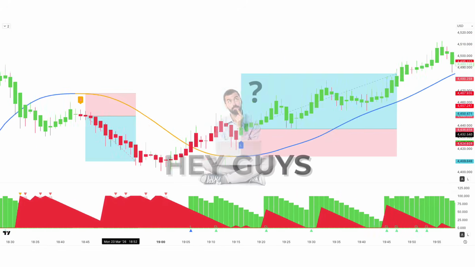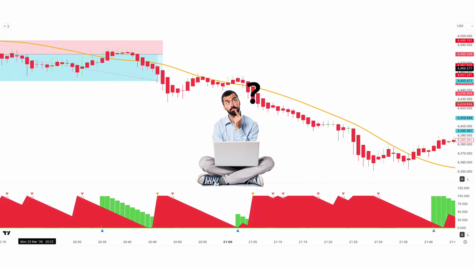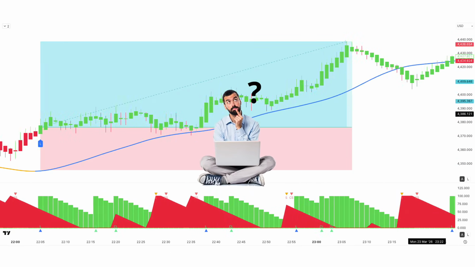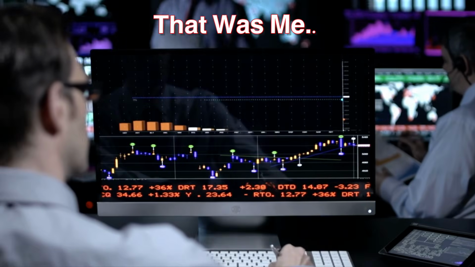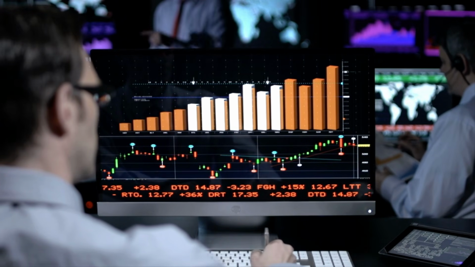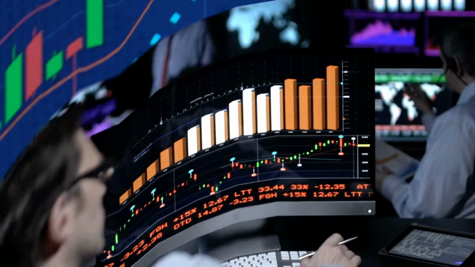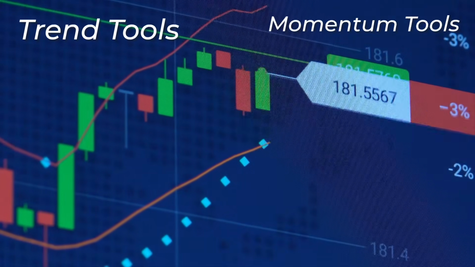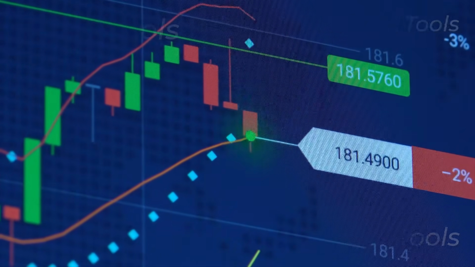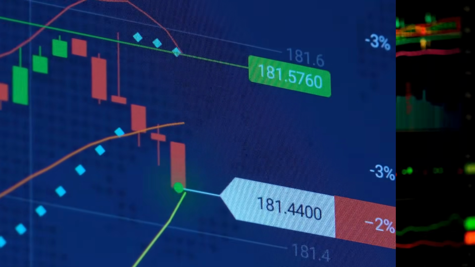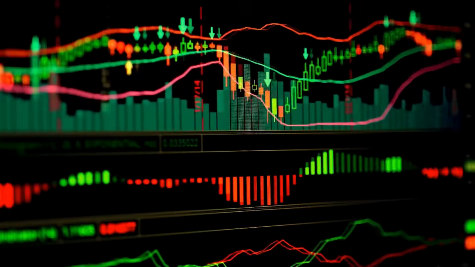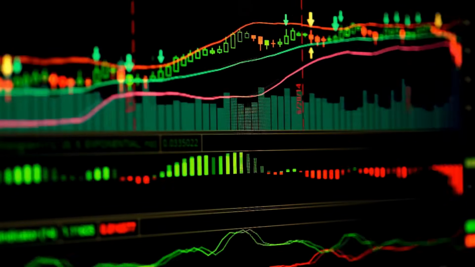Hey guys, have you ever spent hours searching for the perfect indicator, only to end up with more confusion than clarity? That was me. For years, I tested indicator after indicator. Trend tools, momentum tools, reversal tools. Some looked amazing on historical charts, but when real market pressure arrived, they failed to deliver consistent signals.